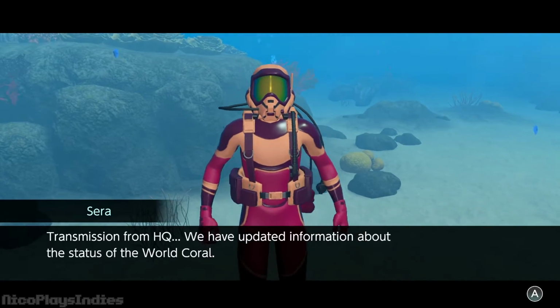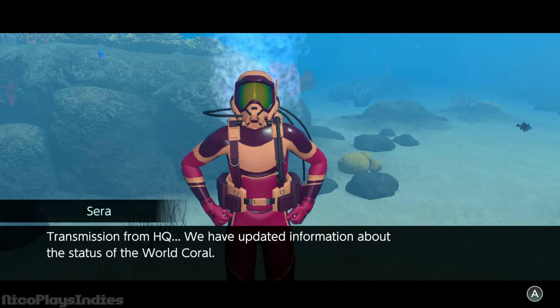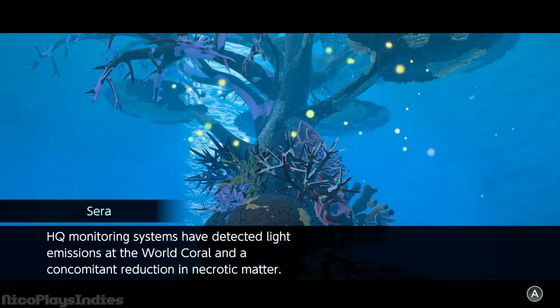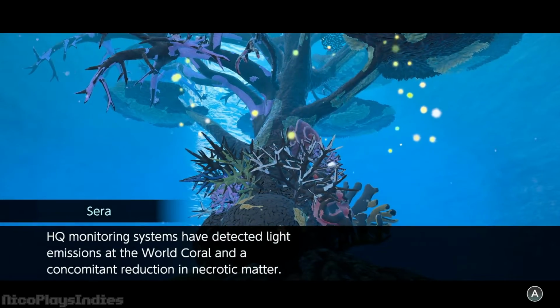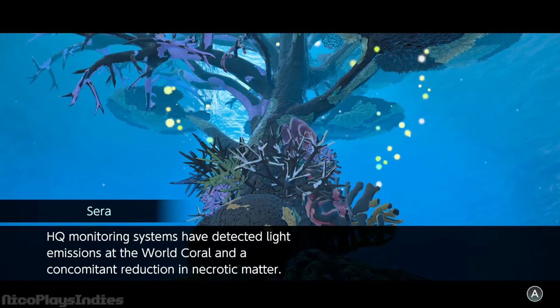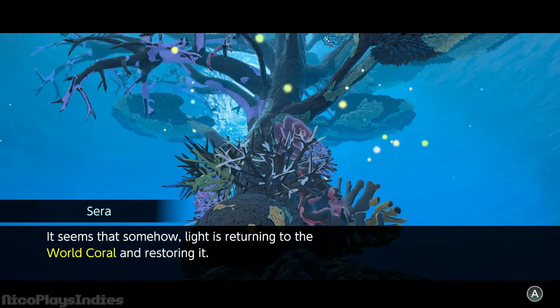Transmission from HQ. We have updated information about the status of the world coral. HQ monitoring systems have detected light emissions at the world coral and a concomitant reduction in necrotic matter. It seems that somehow, light is returning to the world coral and restoring it.